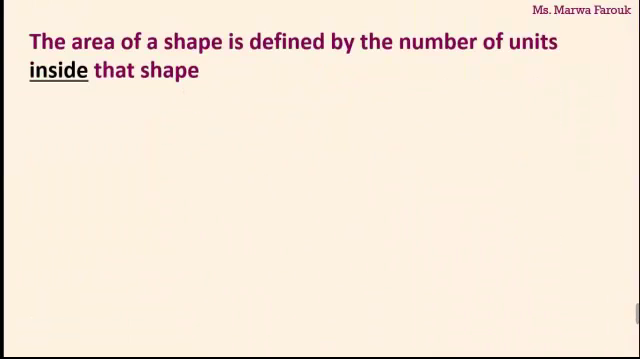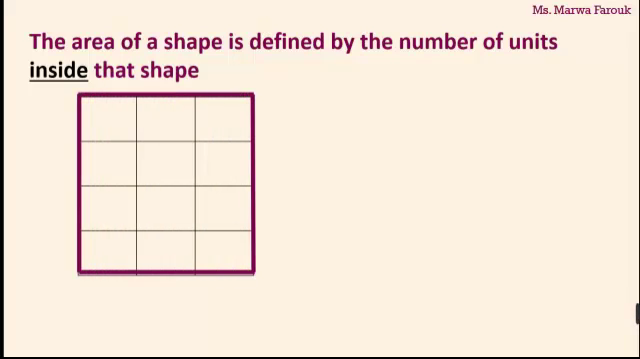You remember the perimeter? When we got the perimeter, we have to count the outlines of the shape. In the area, we are going to count the squares or the units inside the shape. So the area of the shape is defined by the number of units inside that shape.